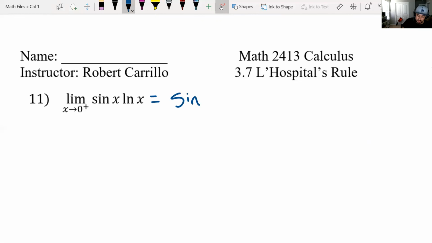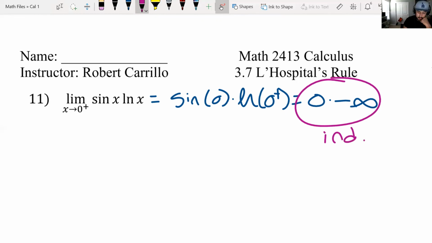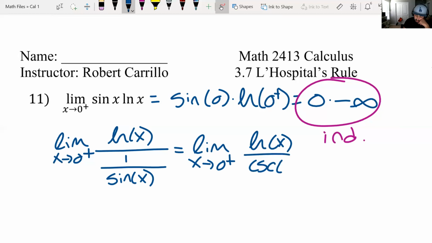Plug in 0, sine of 0 times the natural log of 0 from the right gives me 0 times negative infinity, which is indeterminate. Okay, so it's an indeterminate product, so we need to rewrite it as a quotient. And for this one, I put sine in the denominator. So natural log x over 1 over sine of x. Okay. Clean this up, and the limit as x approaches 0 from the right of natural log x over cosecant x.